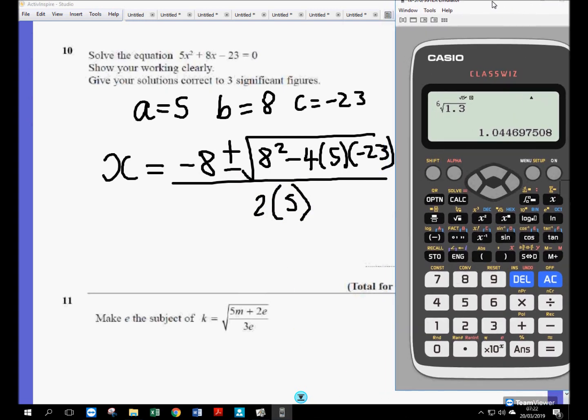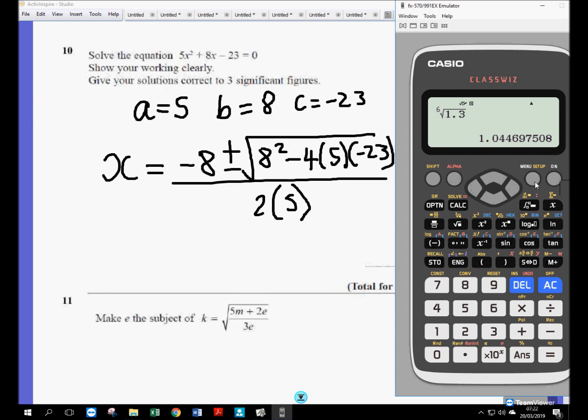For working, we can type this into the calculator now. If we use the silver calculator, it's mode 5, option 3. If you have this calculator, it's option A, polynomial, degree 2. So A is 5, B is 8, C is negative 23.